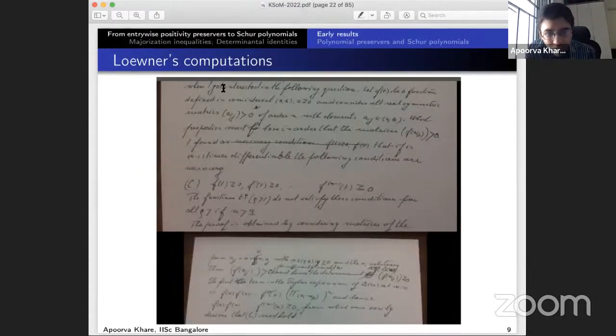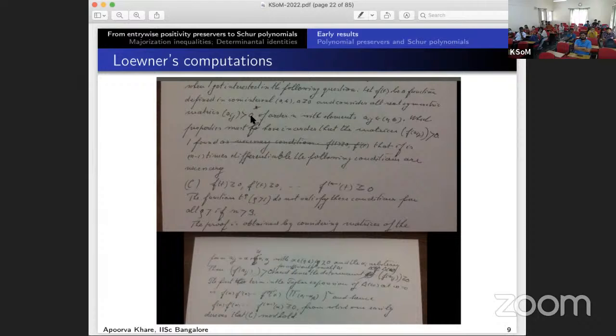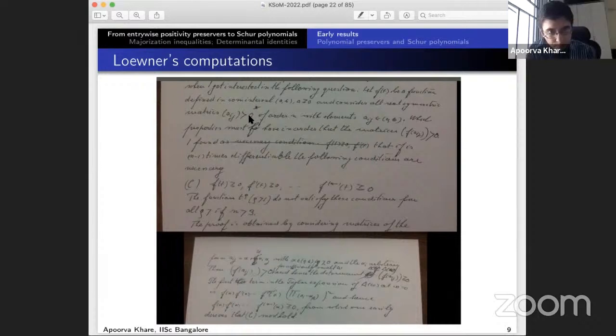So Loewner said that he got interested in the following question: let f of t be a function with no restrictions, let's say, for now, defined in some interval (a, b) on the positive side, and consider all real symmetric matrices, so positive semi-definite matrices, of order n with elements in that set. Bigger than 0 means positive semi-definite. The eigenvalues are non-negative, and the entries are in that interval (a, b).